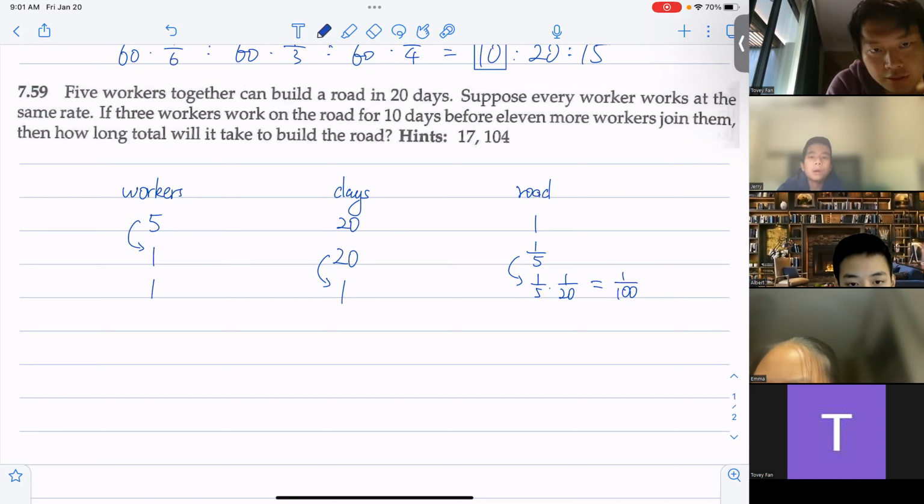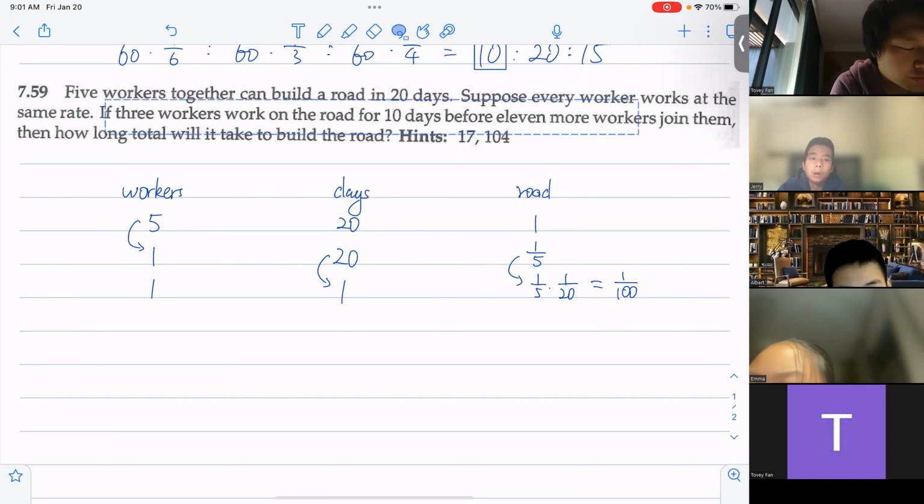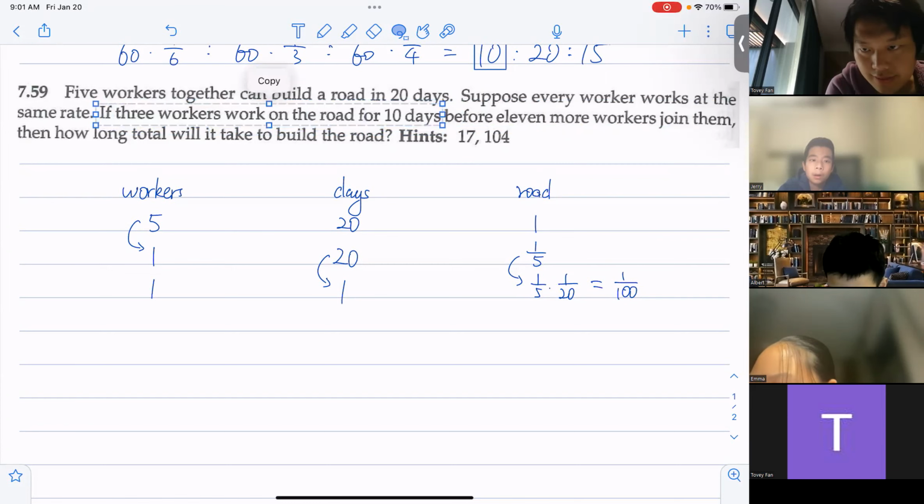Okay, and then let's read a question. So now we figure out the individual rate. We work on the conditions of the question. Now we have 3 workers working on the road for 10 days, before 11 more workers join them. So before 11 more workers join them, we're going to find out how much work has been finished by the 3 workers in 10 days, right?